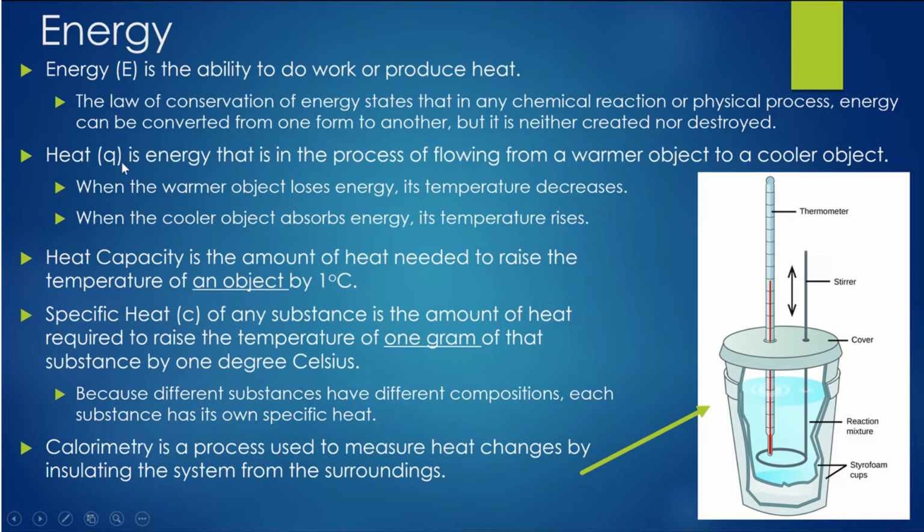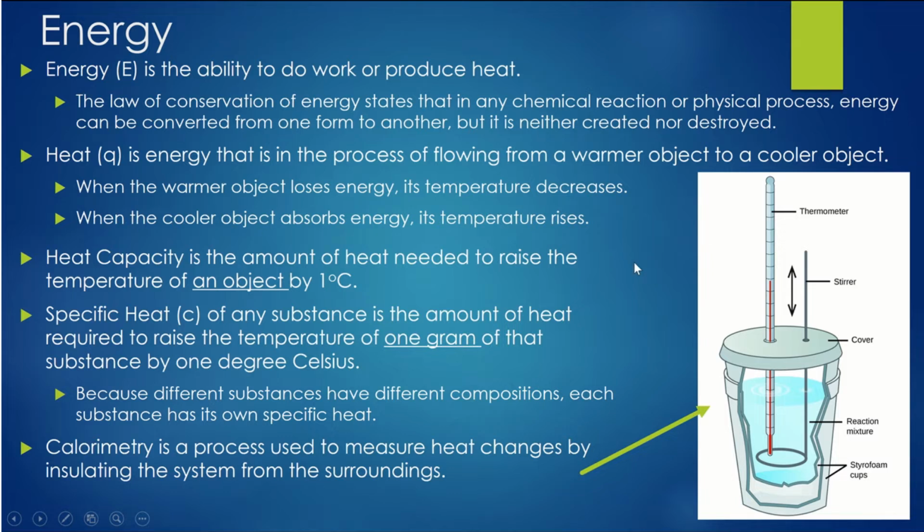All right, the next term we have is heat, which we symbolize as letter Q. I'm not sure exactly why, but there we are, heat with the letter Q. And this is a measure of the energy that flows from one object to another. And it's always from the warmer object to the cooler object. That's the direction heat always flows. Cold does not flow, warmth flows into a colder object. So when a warmer object loses energy, its temperature decreases. When the cooler object absorbs energy, its temperature rises.